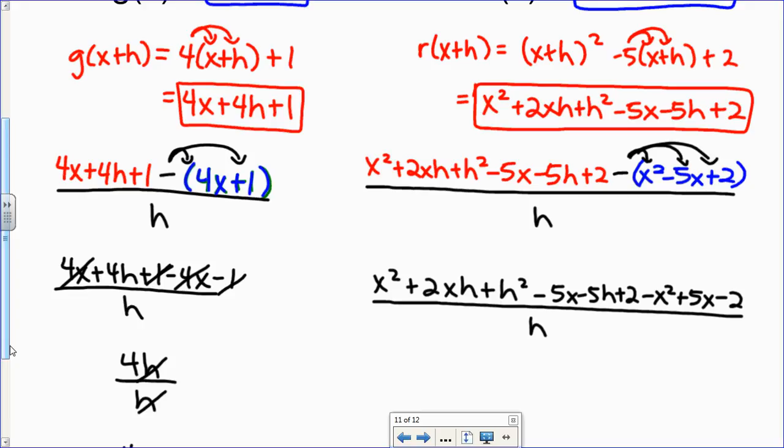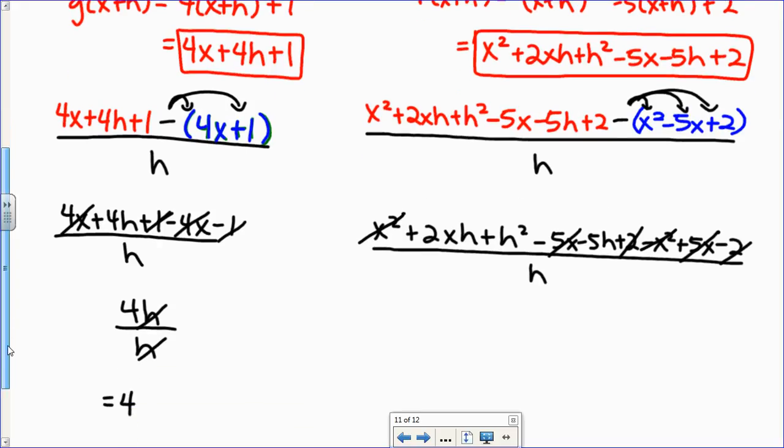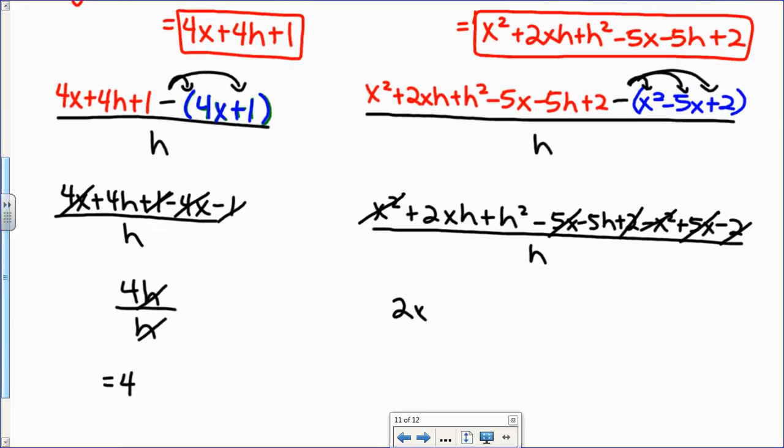So what should cancel are all the things that don't have an h. Okay, so my x squared, negative 5x and positive 5x, 2 and negative 2. So I'm left with 2xh plus h squared minus 5h all over h. So my goal is to then be able to factor out an h and cancel with the denominator. Okay, everything has an h, so I can factor out an h.